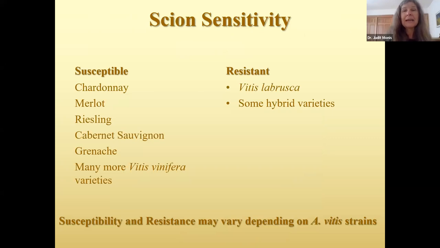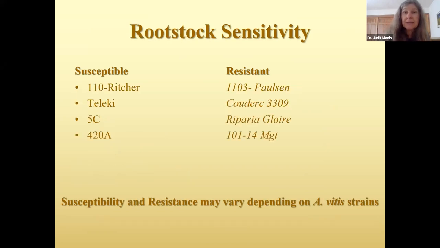There are actually scion and rootstock different sensitivities. Most of the wine grape scion material is susceptible. There are some hybrid varieties and American vine species that are actually resistant, but the susceptibility and resistance may also vary depending on the Agrobacterium vitis strains. For rootstocks also, there are some rootstocks that are more susceptible than others. So maybe this is something good to take into consideration, specifically if you are growing vines in a cold climate.